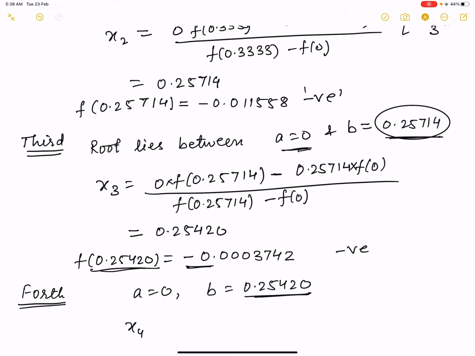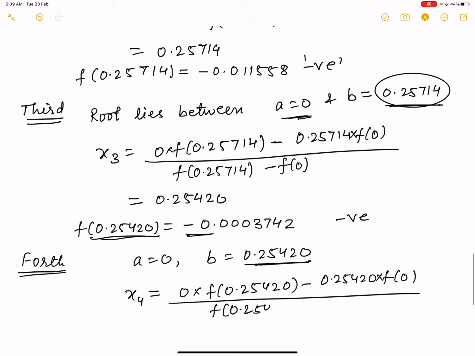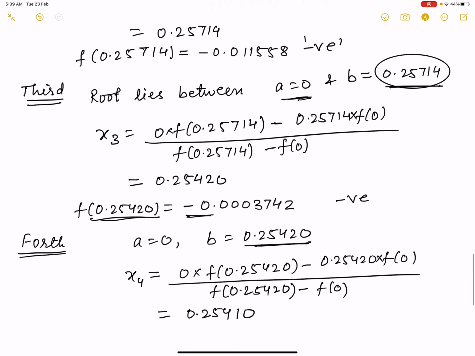We move to the fourth iteration: 0 times the value of the function at 0.25420 minus 0.25420 times f(0), divided by f(0.25420) minus f(0). And when you calculate this, the value will come out to be 0.25410. We'll find the value of the function at 0.25410, and this is coming out to be again negative.